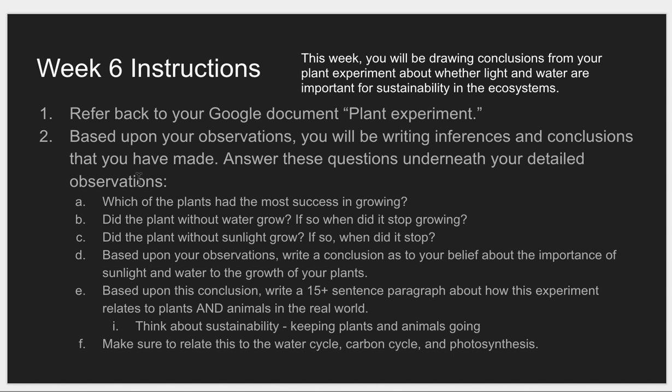Last week we talked about the carbon cycle. At this point you should have that completed along with a chart of the carbon cycle. This week we're going to really be kind of culminating everything that we've done throughout this unit.